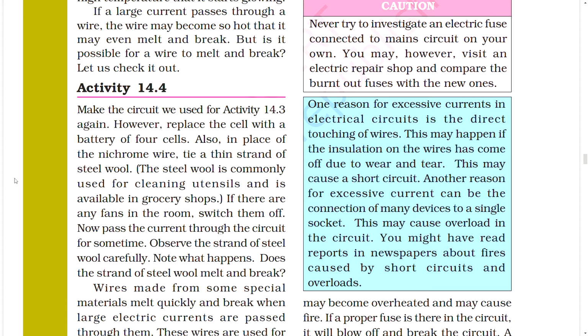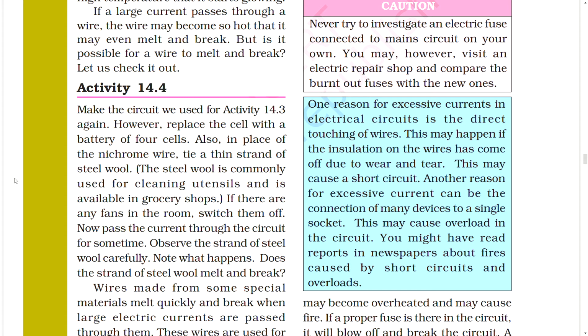Activity 14.4. Make the circuit we used for the previous activity. Again, however, replace the cell with a battery of 4 cells. Also, in place of the nichrome wire, tie a thin strand of steel wool. The steel wool is commonly used for cleaning utensils and is available in grocery shops. If there are any fans in the room, switch them off.